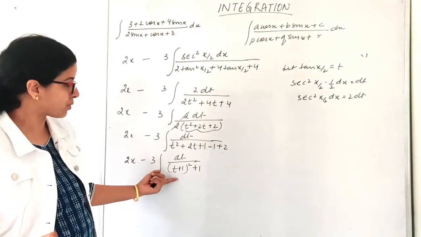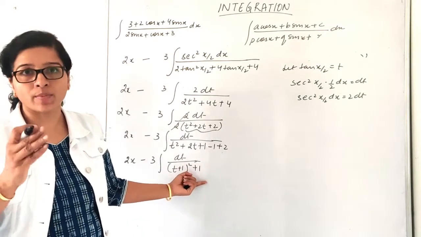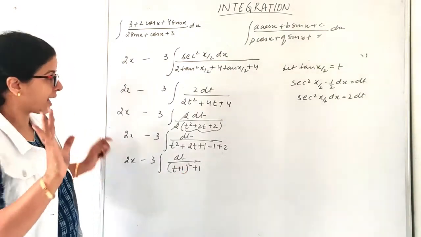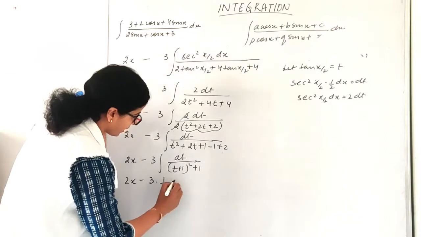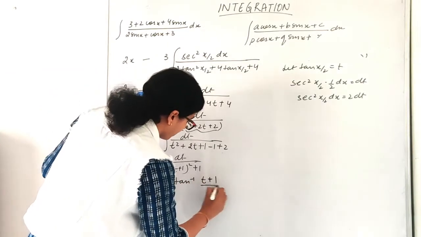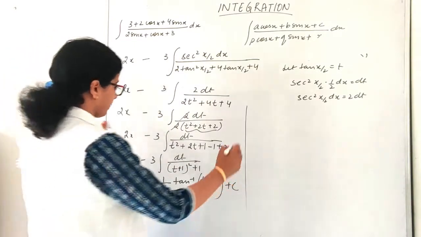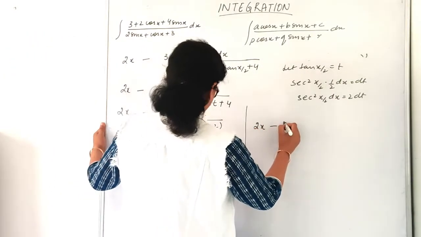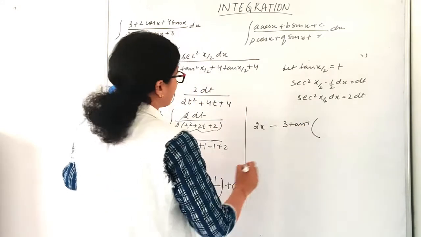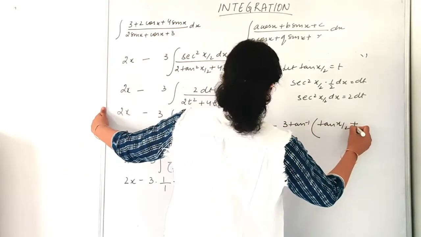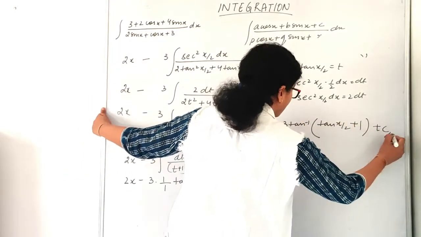So it is of the form x square plus a square, so 1 upon a tan inverse x by a. Directly we will apply the formula: 1 upon a tan inverse of t plus 1 upon 1, plus c. Let us substitute the value of t. So what am I getting? 2x minus 3 tan inverse of, the value of t is tan x by 2, plus 1, plus c. So this is the required answer.